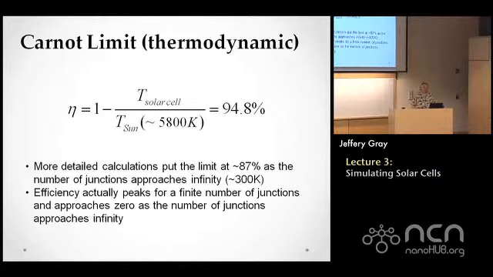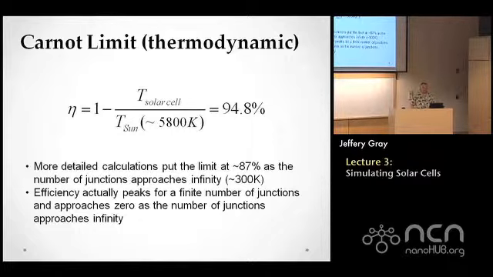Now, there are some more detailed calculations that put the limit closer to 87% as you add more and more junctions. I talked about adding one under gallium arsenide to collect that energy, but you can put another one under that. You can put one over gallium arsenide to more efficiently collect those, and you can basically keep stacking and stacking and stacking. And there's been a lot of work looking at what this fundamental limit is. Many of those calculations point to an asymptotic efficiency somewhere around 87%. It varies depending on what exact assumptions they've made.